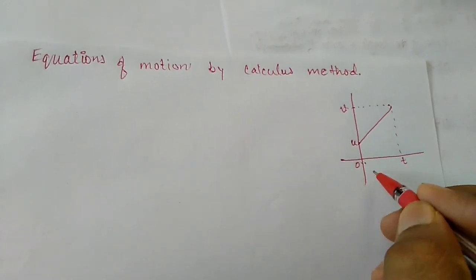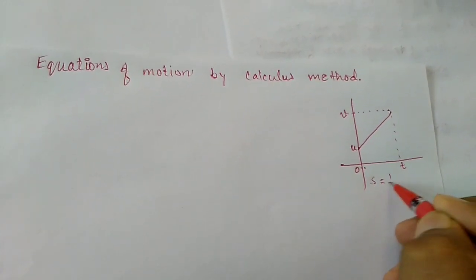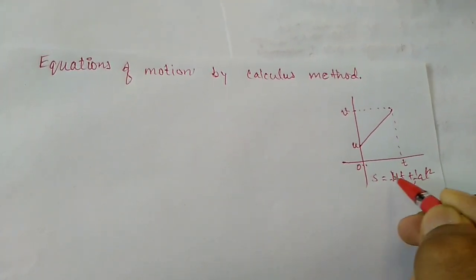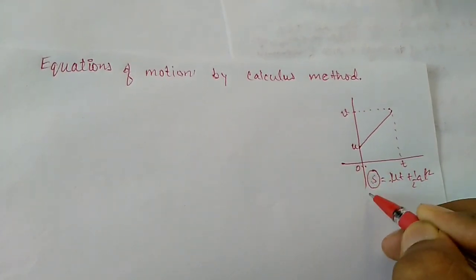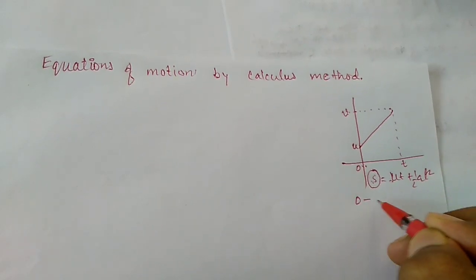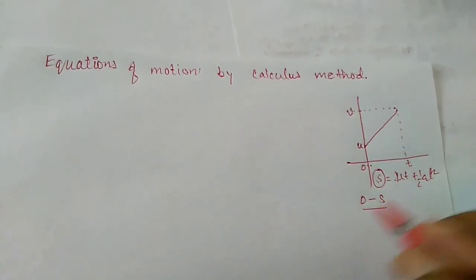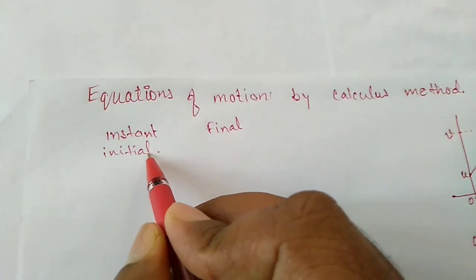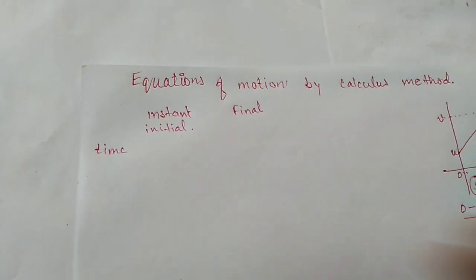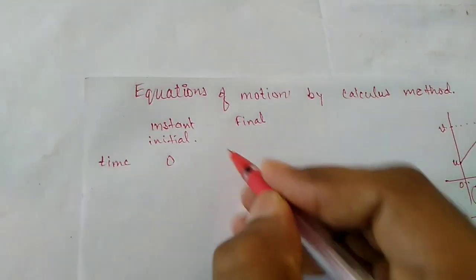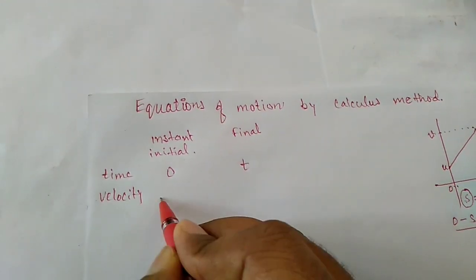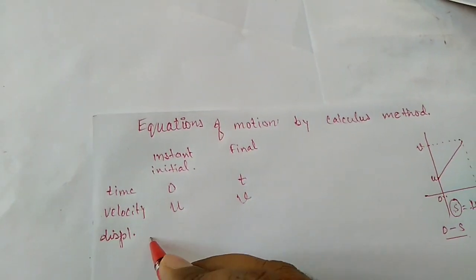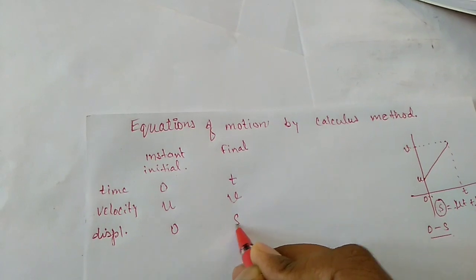And if you remember, that equation was s equals half u t plus half a t square. So the displacement will have the limit from 0 to s. With these limits we are going to start. Writing in two different parts, initial and final: for the time 0 to t, for the velocity u to v, for the displacement 0 to s.